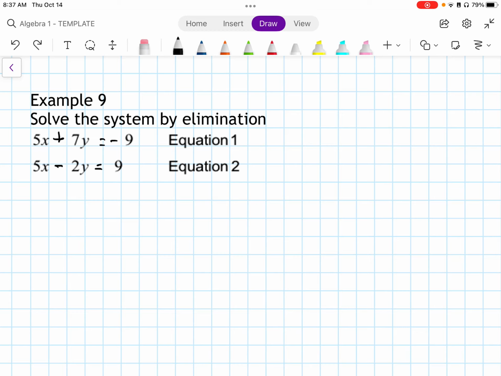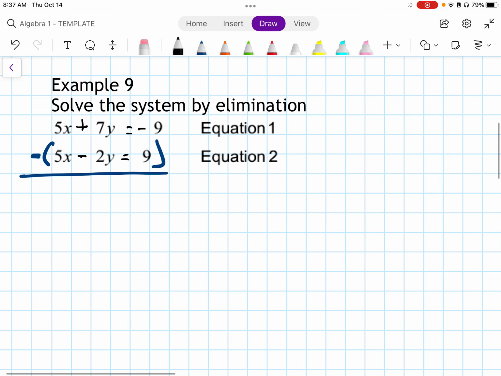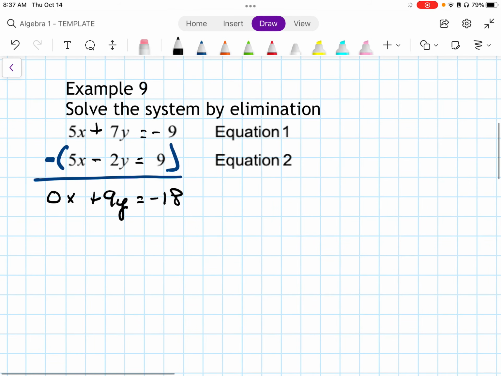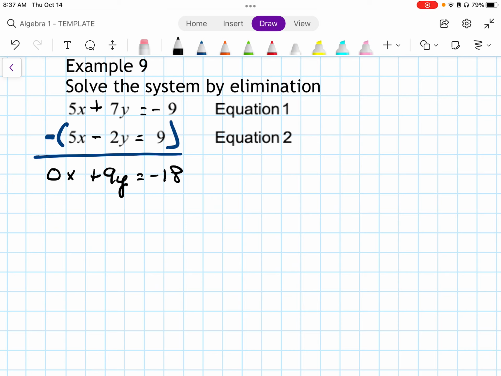Here, I have positive 5x on top and positive 5x on the bottom one. So I want to add or subtract these together, and I'm going to subtract these because 5 minus 5 is 0. I'm trying to eliminate a variable. So 5 minus 5 is 0x, and then 7y minus negative 2y, well, that would be plus 2y, 7, 8, 9. And then negative 9 minus 9 would be negative 18. Now I can divide both sides by 9, and I have y equals negative 2.